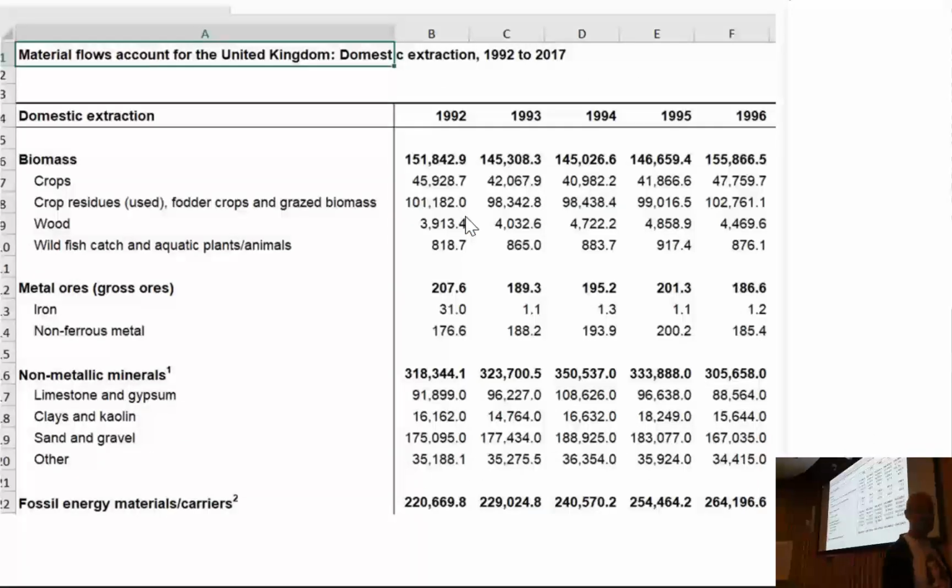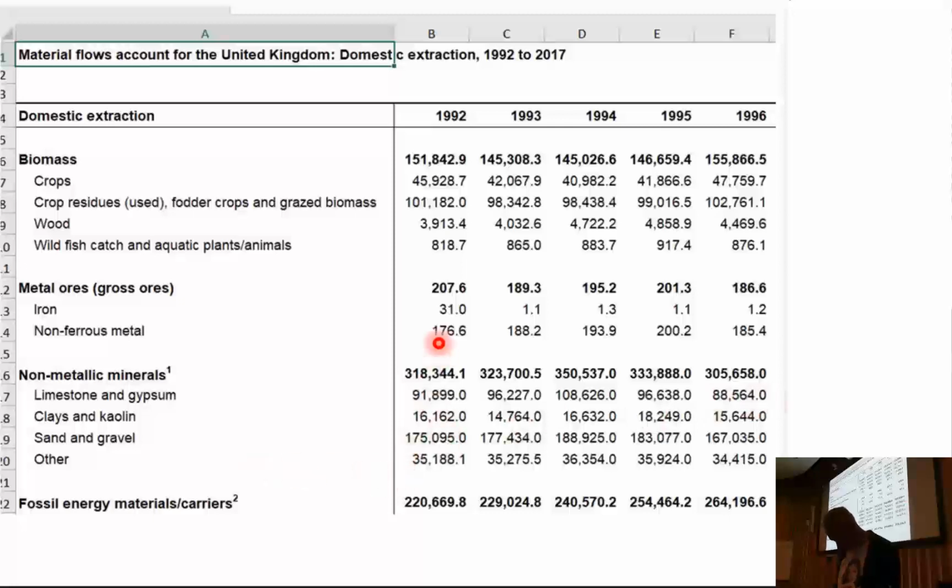I also have material flow accounts, which again in physical terms, tons, tell you what stuff comes from where, right? So what this particular table tells you, and I downloaded it a couple of years ago, but now it goes to 2021, I believe, is that in 1992, 91 units, the unit isn't there, it's probably 91 million, but it may be 91 billion tons of limestone and gypsum were extracted from places like the South Downs, right? And there's a little bit of this activity still going on. And you see how that changes over time.